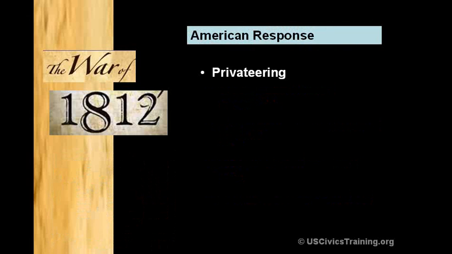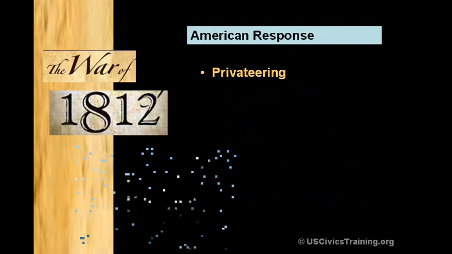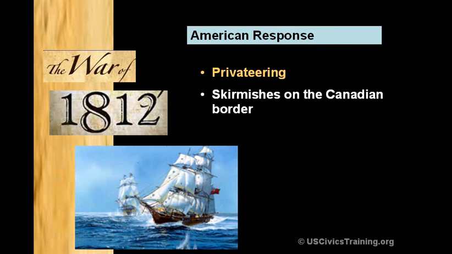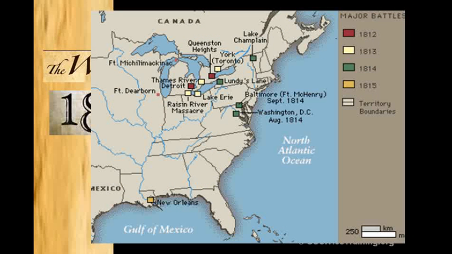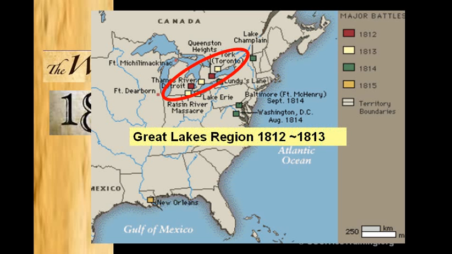The American response to these tensions was privateering, where private ships would go out under the American flag and capture and sell British ships and goods for profit, skirmishes on the Canadian border, and then finally a declaration of war in 1812. Now initially, the frontier of this war was along the U.S. and Canadian border in 1812 and 1813.